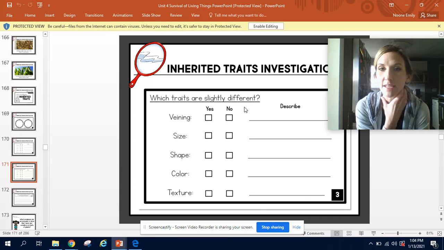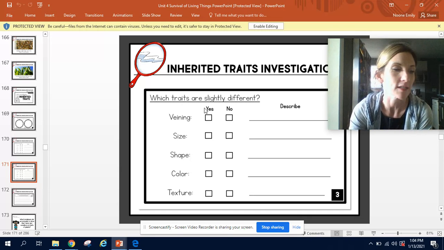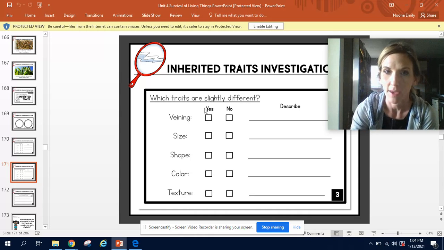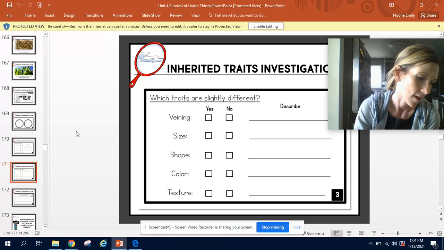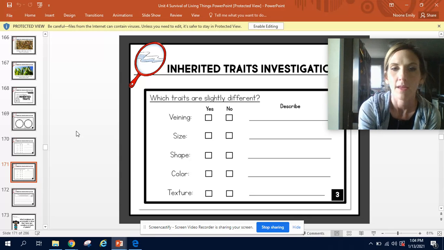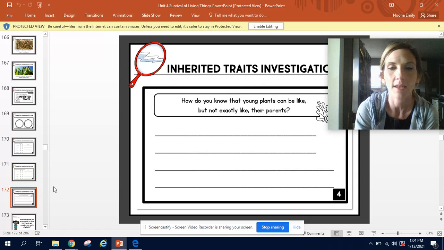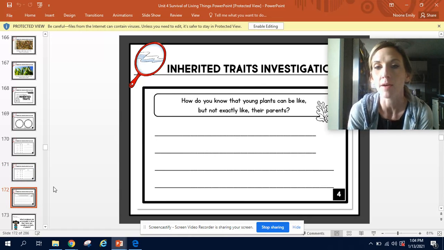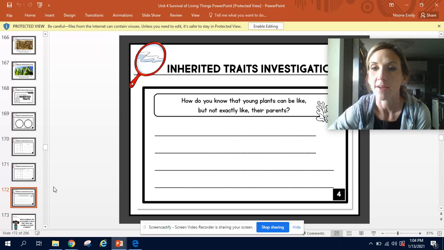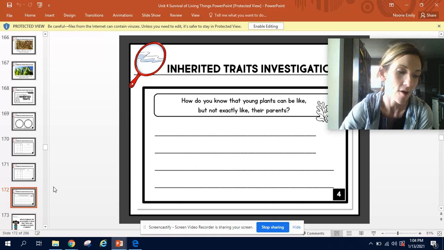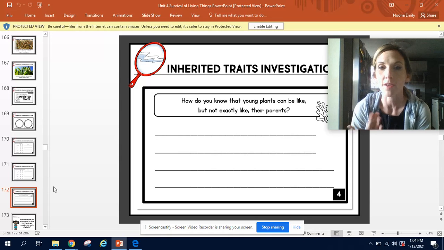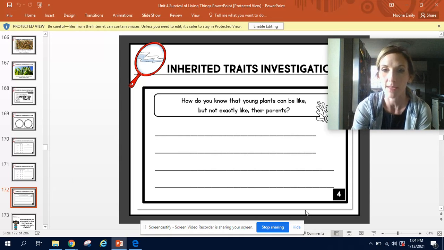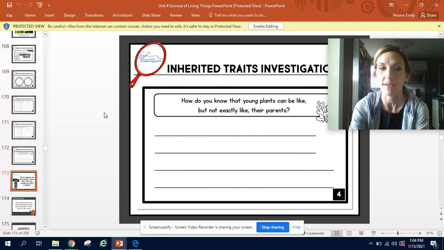Then we're going to look at the next page, and this is talking about, are they different? Okay. So which traits are slightly different? Okay, so you're going to tell me which one of these things is different about these leaves. Then the last page says, how do you know that young plants can be like, but not exactly like their parents? So you're going to kind of tell me how you know that young plants can be alike, but not exactly like their parents. So that's going to be the last page of your investigation.